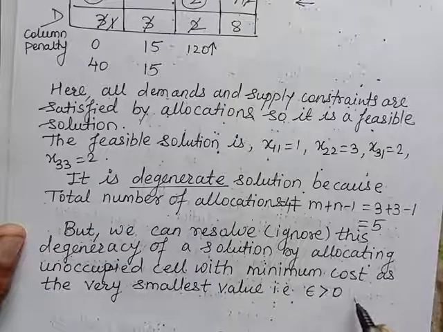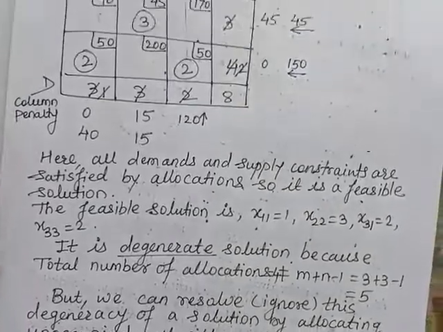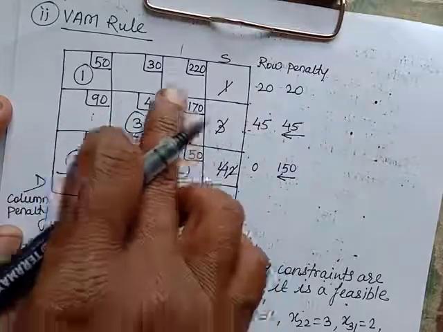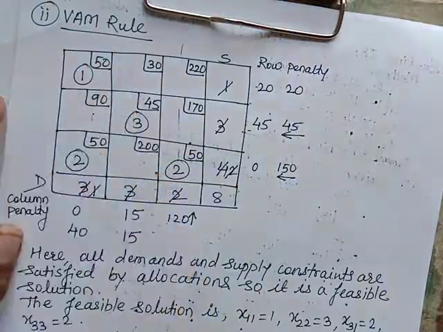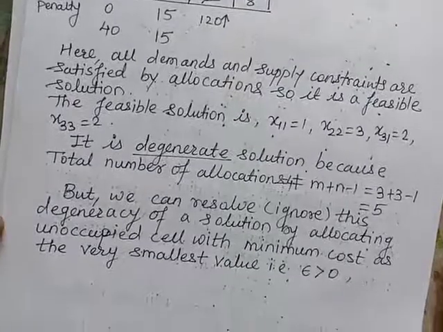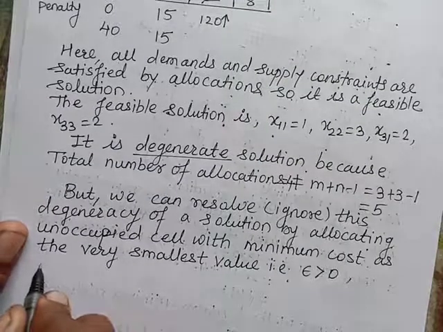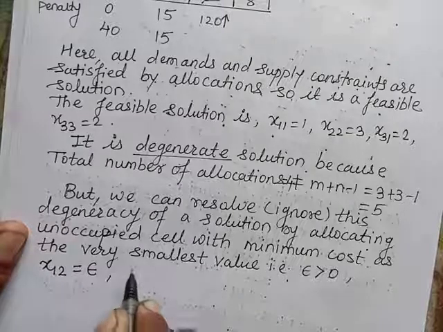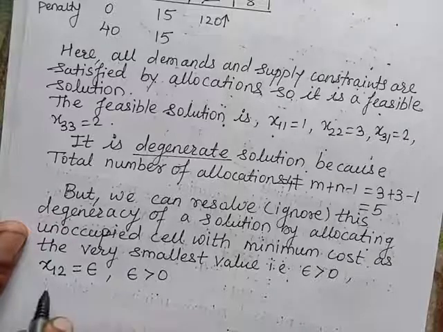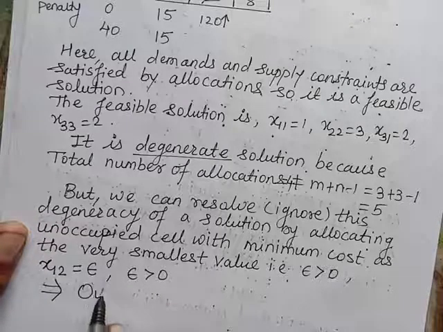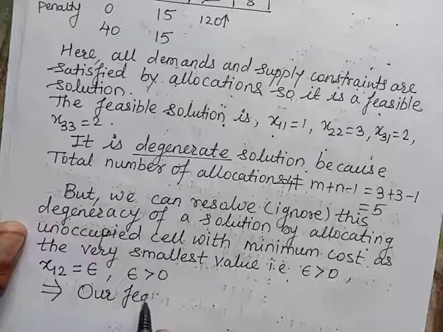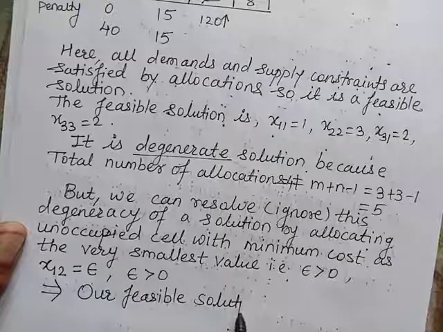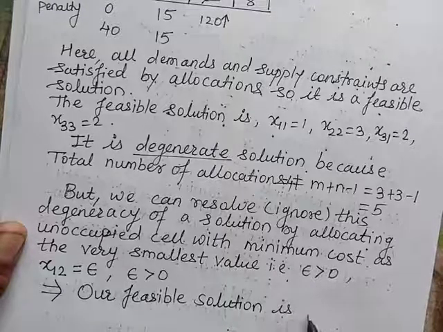Epsilon is positive. Now let us put that one with least cost. Wherever the least cost is out of these unoccupied cells, the least cost is 30. So we will do this allocation of epsilon at that cost 30, that is the 1 2 position. So x12 will be epsilon, this epsilon greater than 0. So due to that, our feasible solution is a basic feasible solution.